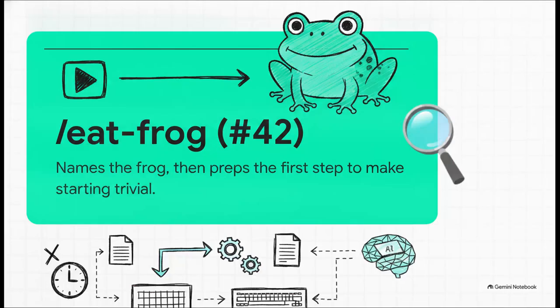Take the /8frog command. If you are procrastinating, you just hit this key. It forces the AI to review your workspace, literally call you out on the exact task you're avoiding, and then, and here is where the magic happens, it actually preps the first document or draft for you. It completely eliminates the friction of getting started.